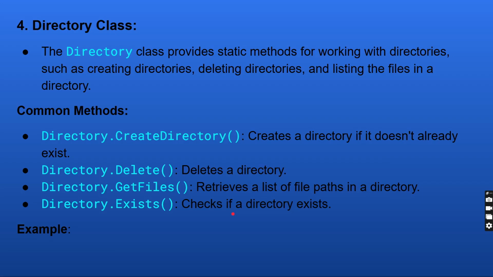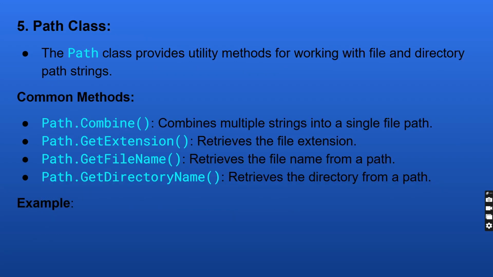Now again we go with the last one, the Path class. The Path class provides utility methods for working with file and directory path strings. See, the most commonly used methods here: Path.Combine combines multiple strings into a single file path. Path.GetExtension retrieves the file extension. Path.GetFileName retrieves the file name from a path. Path.GetDirectoryName, that means folder name, retrieves the directory from a path.